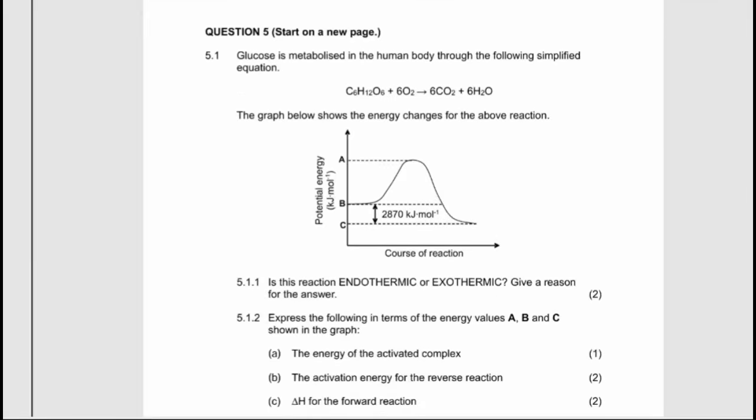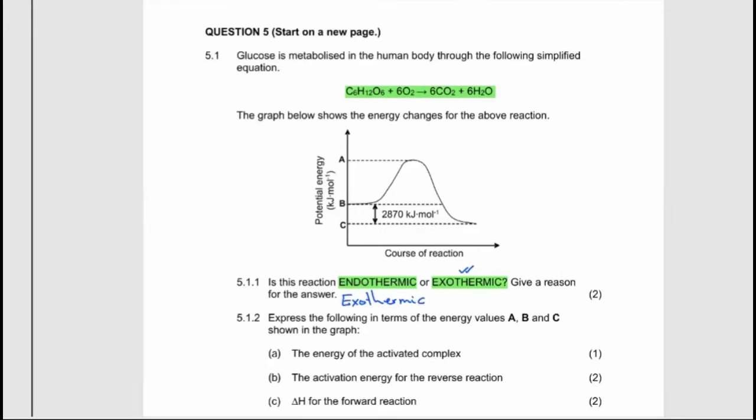Then we proceed quickly to question 5. So 5.1 reads: glucose is metabolized in the human body through the following simplified equation. This is the equation that is given. Then the graph below represents the energy changes for the above reaction, right? They're asking us, is this reaction endothermic or exothermic? And then we're asked to give a reason for our answer. So we need to identify whether this is endothermic or exothermic, and then give a reason for the answer. So the type of reaction here is exothermic. So we're saying the answer is exothermic.